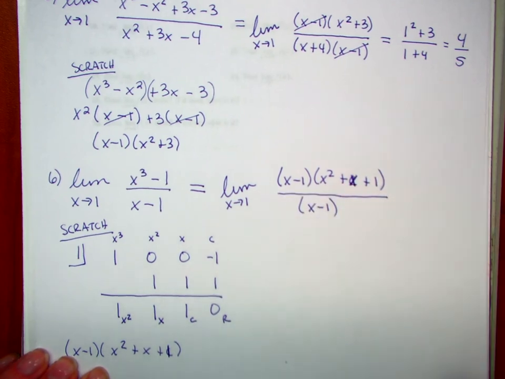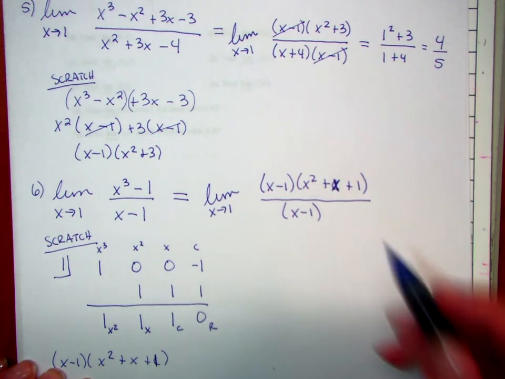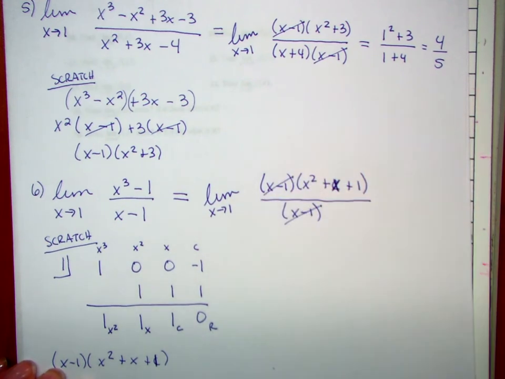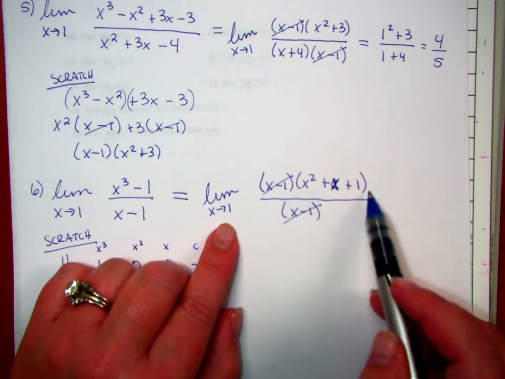All right, so now that I have it factored, then I can cancel the x minus 1 factor. And that's the reason for the hole, right? When you have common factors on the top and the bottom, you have a hole. So now all that's left is x squared plus x plus 1.